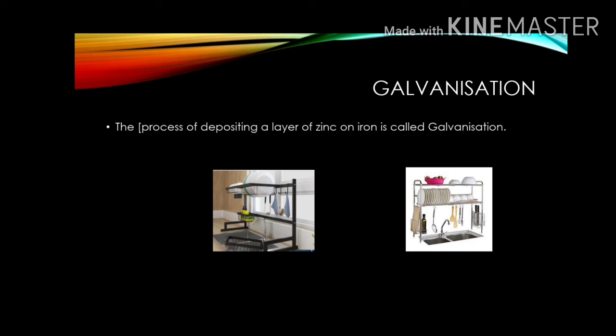And by the process of galvanization, the products get a layer of coating, and galvanization is mostly done with zinc only. So, when zinc metal is coated on iron, the melted zinc, not the solid one, is coated on iron, then this process is known as galvanization.